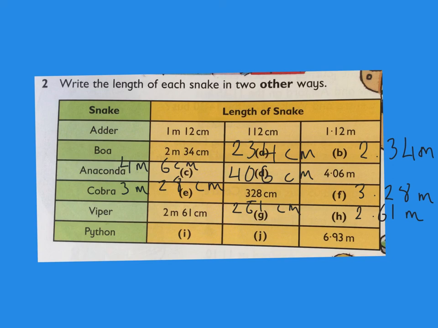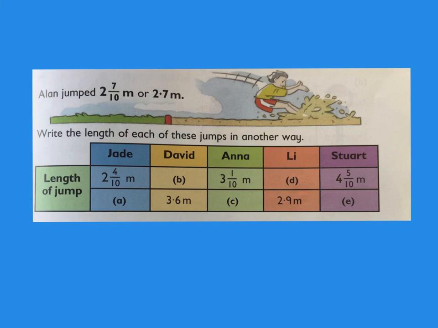So it's 6.93 meters. So that in centimeters only, it is 693 centimeters, and in meters and centimeters, it is 6 meters 93 centimeters. Okay, so this is introducing the recording of these measurements in a different way again.